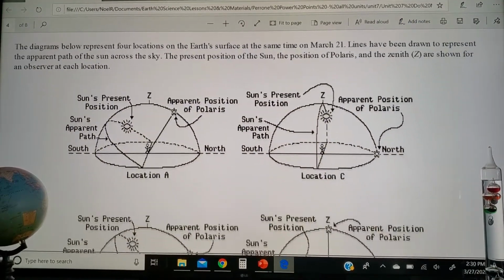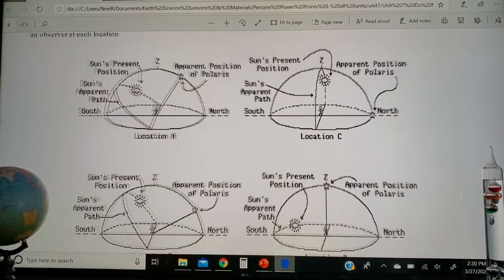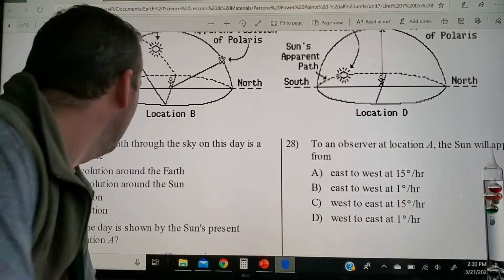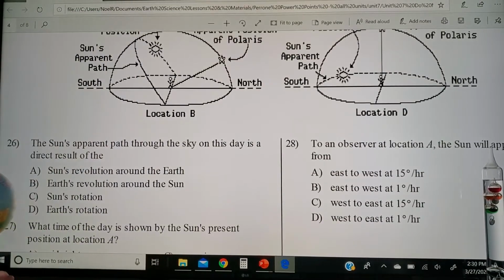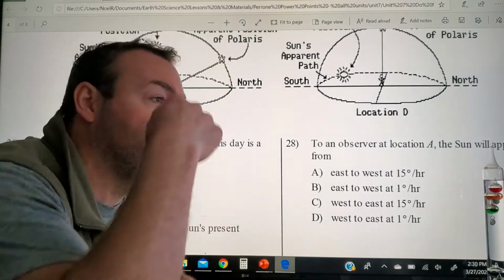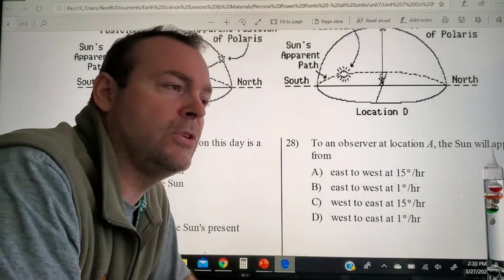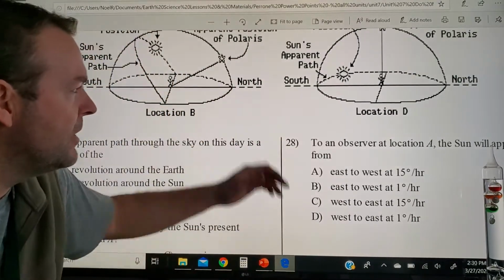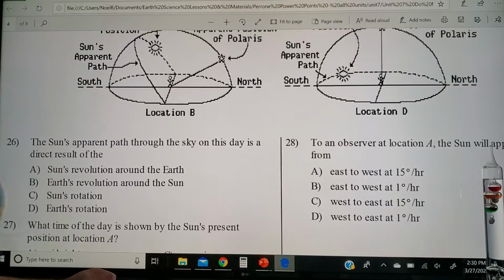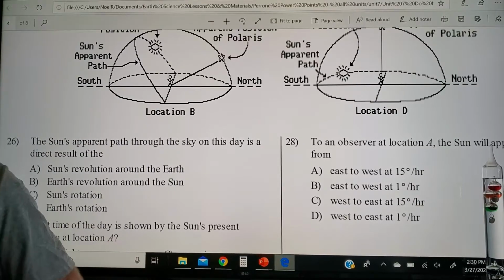26 through 28 refer to these four diagrams here. 26 is asking about the sun's apparent path through the sky on this day. Well, the sun's path through the sky any day: the reason the sun rises and sets is because of the Earth's rotation. So you don't even need the top diagram for that, but you have to be talking about a rotation. So Earth's rotation, D right there.